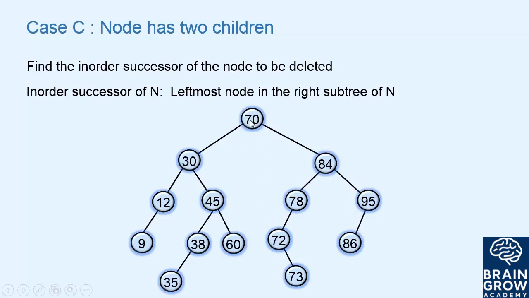To find the in-order successor, we just have to move to the right child and then move left till we find a node that has no left child. Now the in-order successor of a node will have either no child or it will have only a right child. It cannot have a left child because it is the leftmost node.